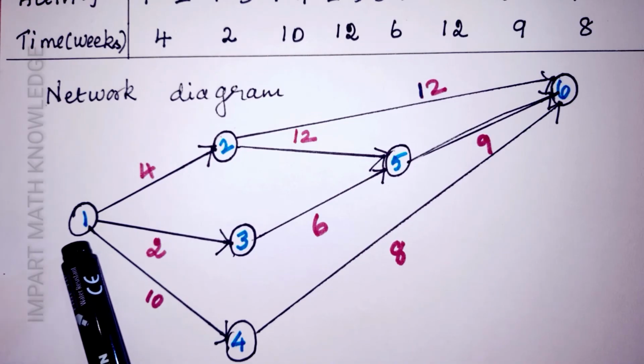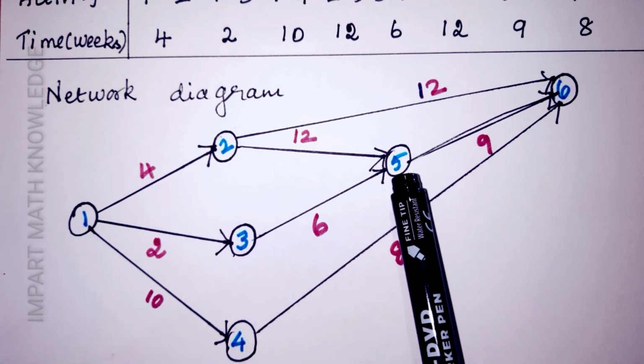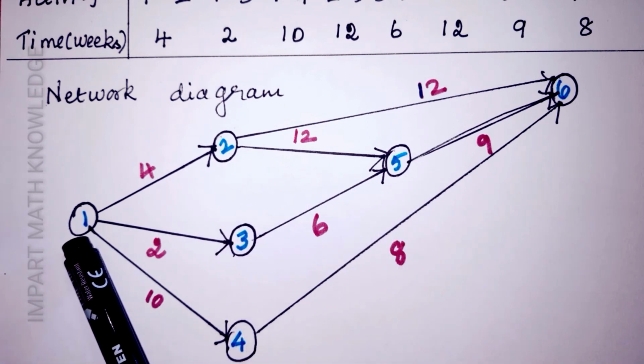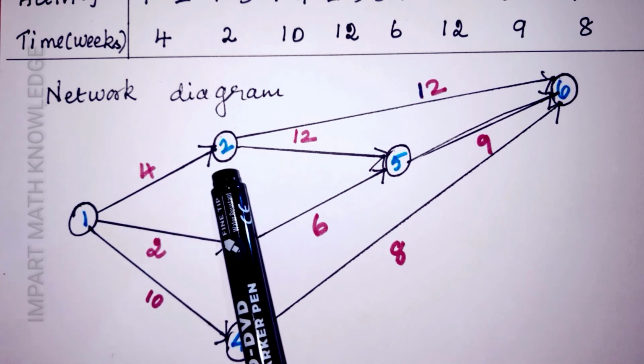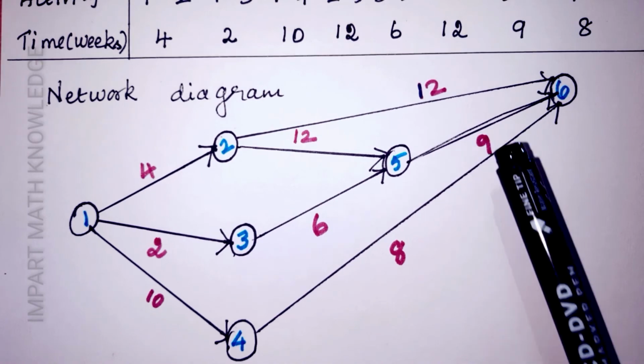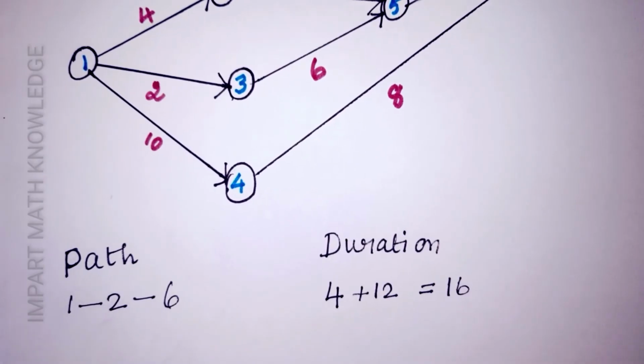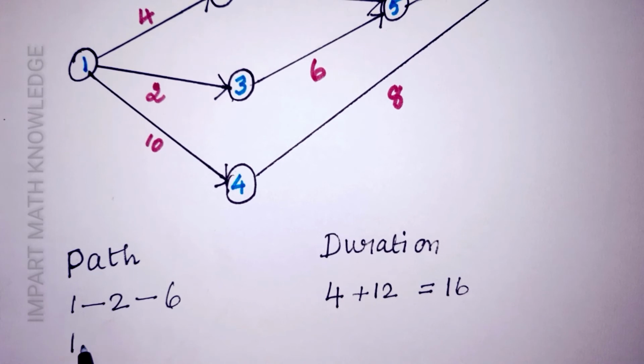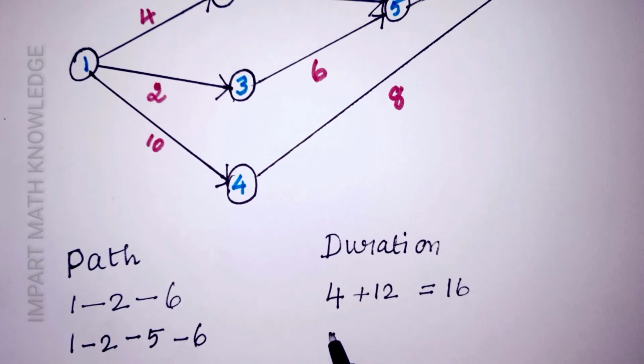The second possibility is 1 to 2, 2 to 5, 5 to 6. For 1 to 2, the duration is 4, 2 to 5 duration is 12 and 5 to 6 duration is 9. So the total is 25.